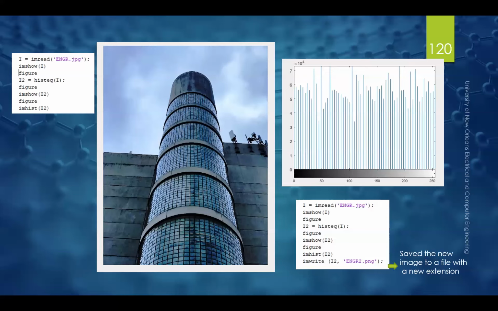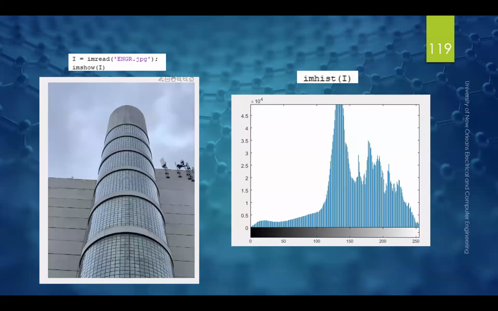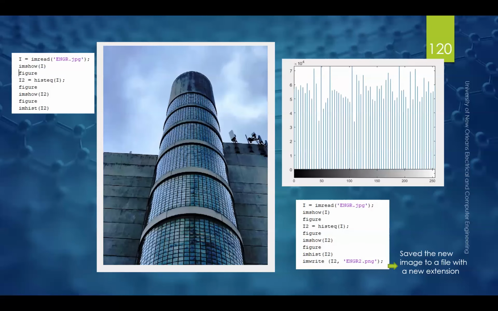engr2.png. Okay. And as you notice, I can also change the format. The previous one was a JPEG image. Now I'm saving it as a PNG image with the new extension. So you don't have to save it as a PNG; you can save it as any of the formats that this function supports. So, okay, that's one way of manipulating images using something simple like the HISTEQ function and saving the image to a file.